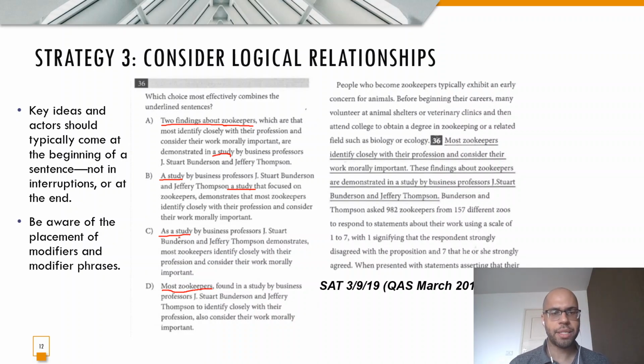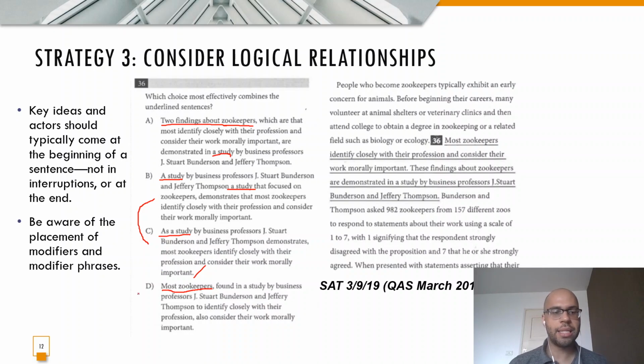C, as a study by business professors J. Stewart Bunderson and Jeffrey Thompson demonstrates, okay, most zookeepers identify closely with their profession and consider their work morally important. This strikes me as being very similar to B, but it avoids that repetition of a study, and so it's shorter. And yeah, that makes me think that it might be better.